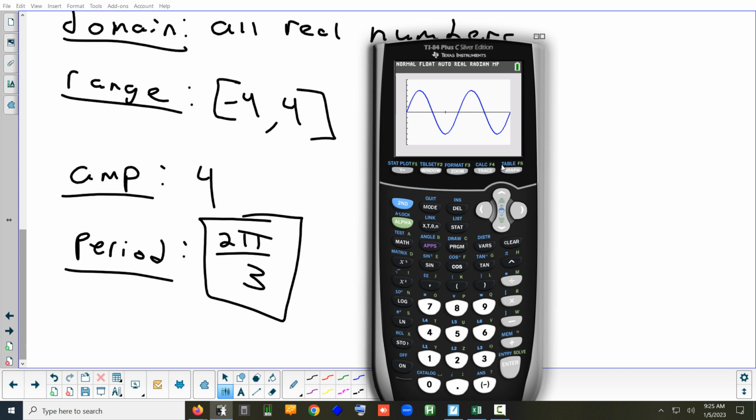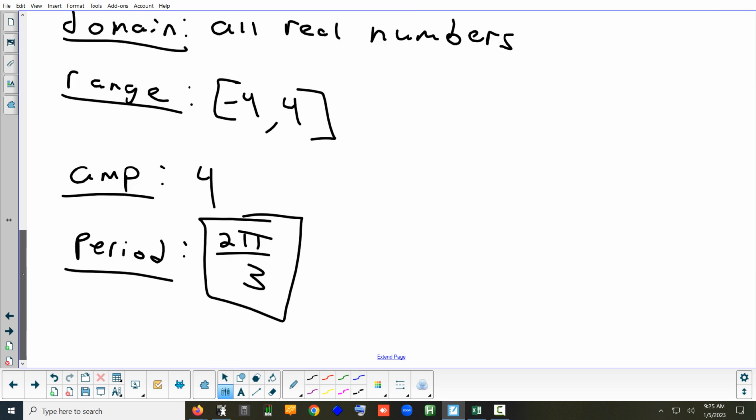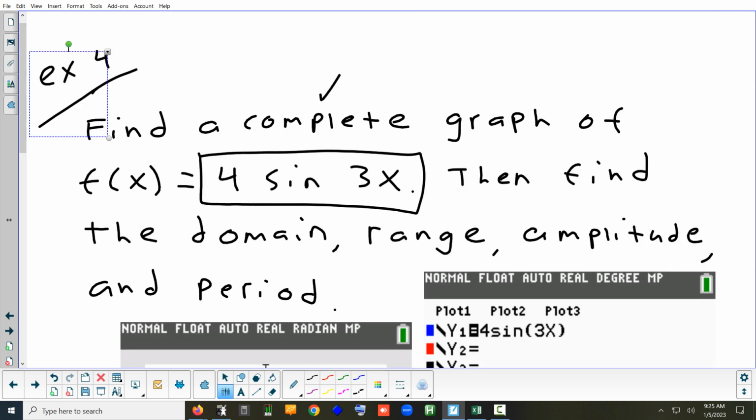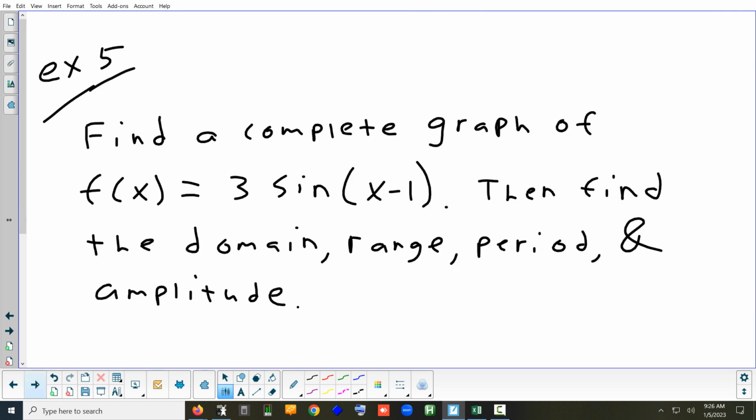If I have to sketch something, I don't think there's a need to show more than 2 cycles. There's no reason you have to show like 7. But hey, it's not wrong, it's just kind of a lot. Okay, any questions on finding domain, range, period, or amplitude? Okay, let's try another one.